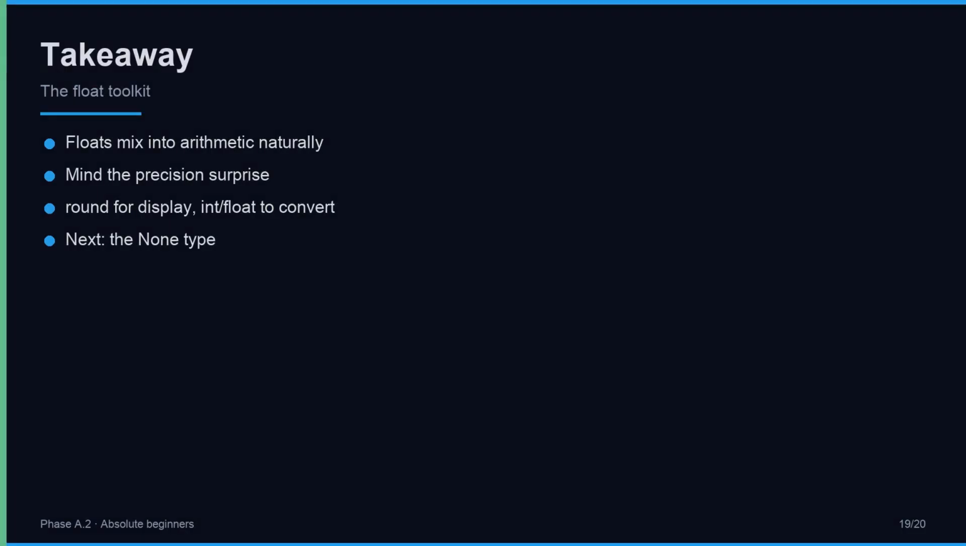The takeaway, in one breath. Floats behave like ordinary numbers in arithmetic, and a float anywhere makes the result a float. Remember the famous precision surprise, and reach for round when you display. Use int and float to convert deliberately. That is the practical toolkit for fractional numbers. In the next lesson we step away from numbers entirely and meet none, Python's way of saying there is no value here at all. The float toolkit.